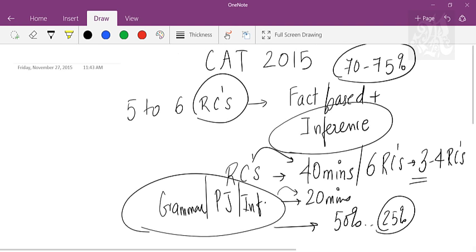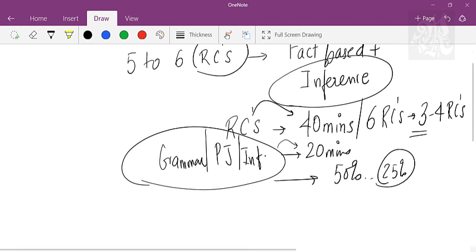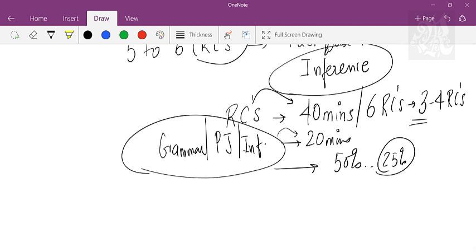Okay, so pretty cool, I'm sure, because it's not as confusing as it used to be earlier. It's not that grammar based, or fill in the blanks based, or vocabulary based or something like that. It's purely inference based and fact based, and it has certain things like grammar and inferences. It can have grammar, it can have PJs. I mean, surely it will have PJs, it'll have inferences. So good luck for that.